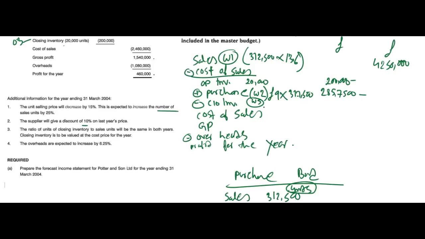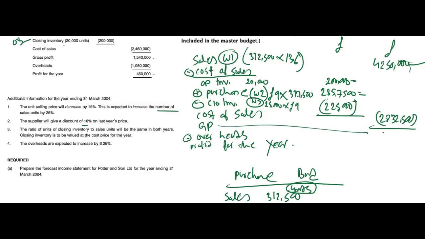Opening inventory plus purchases, and less closing inventory. The closing inventory is 25,000 units, if you remember from our previous working, times by the cost, 9. If you multiply 25,000 by 9, your closing inventory is 225,000. Opening plus purchase less closing, you get your cost of sales, which is 283,500. Take that away from the sales figure, and you get your gross profit, which is 141,750. That's your gross profit.